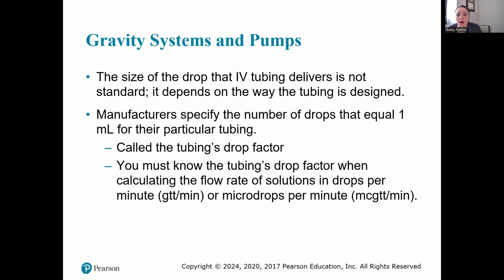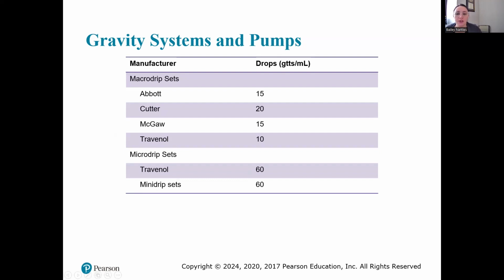So we call that a drop factor. The drop factor is how many drips per milliliter. Okay, that's a drop factor. You have to know the drop factor to find out the flow rate, right? So drops per minute, micro drops per minute tells me how many milliliters an hour. We're going to learn how to figure that out. These are just different manufacturers, different drops. As you know, most of the micro drip sets are 60 drops per mil.